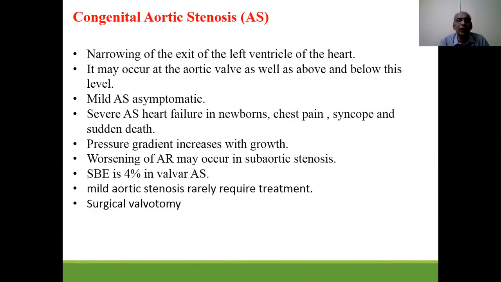Now, congenital aortic stenosis. Narrowing of the exit of the left ventricle of the heart is known as congenital aortic stenosis. It may occur at the aortic valve or above or below this level. Mild aortic stenosis is asymptomatic, but severe aortic stenosis gives rise to chest pain, syncope, and sudden death. Also, it affects the growth of the child. It requires a surgical valvotomy.